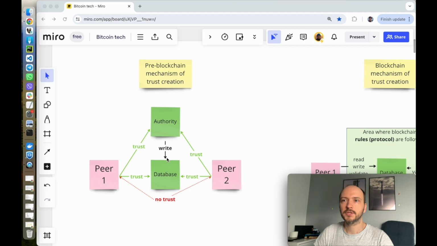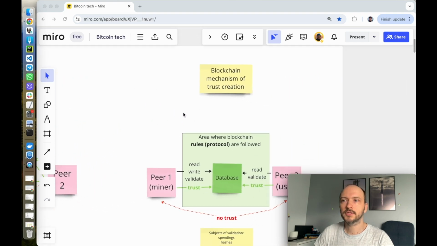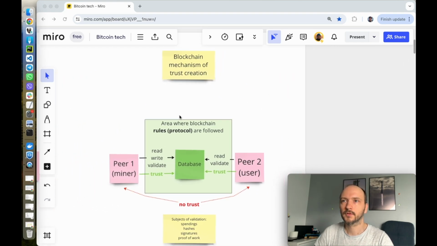And this authority writes some data in the database that the authority controls, and peers trust the database because they trust the authority. So in this case, the authority is needed to produce trust, and peers do not trust each other in such an area. They can trust, but some peers may be attackers, and people may not trust everybody. Okay, and how does it look in the case of Bitcoin?